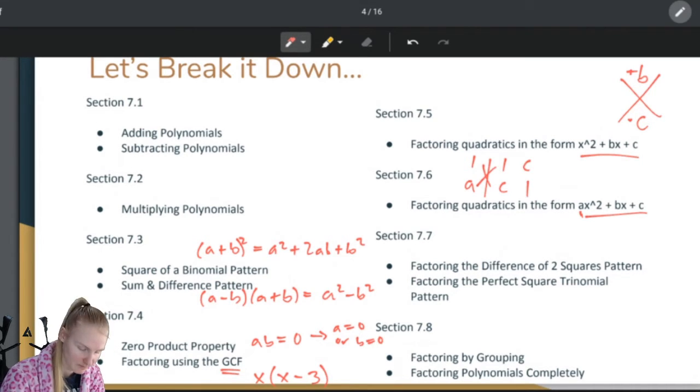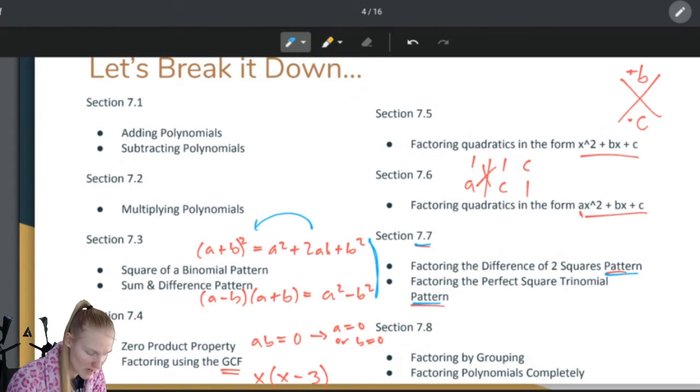Section 7.7, factoring our patterns. So this was when we looked, in fact, let's color code. So these were when we looked for these two things, and we went the opposite direction.